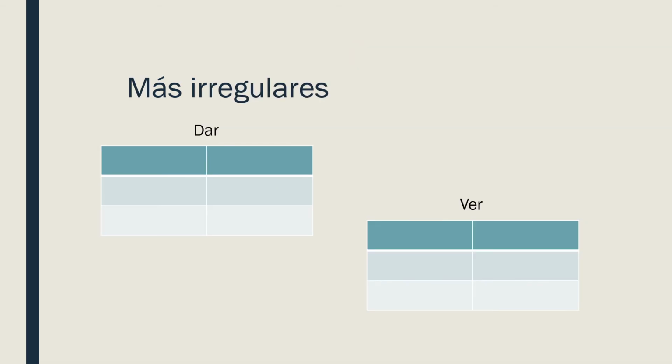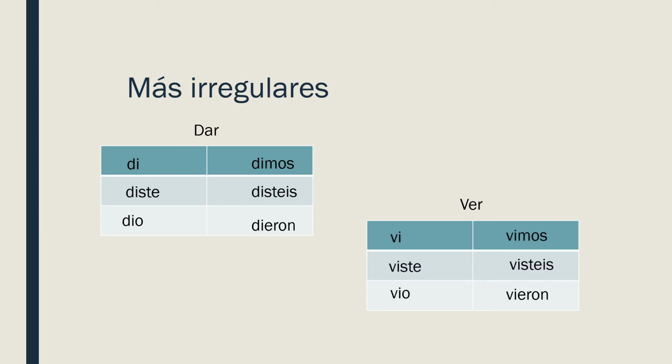And our last irregulars that we've done so far, there are more, but for this unit so far: dar, to give. Di, diste, dio, dimos, disteis, dieron. Not bad. No accents. It conjugates like an ER verb, even though it's an IR verb. And then ver, it is an ER verb, conjugates like an ER verb. The only irregular part about ver is there are no accents, so it's considered irregular. Vi, viste, vio, vimos, visteis, vieron. Done. That's all that there is to those.